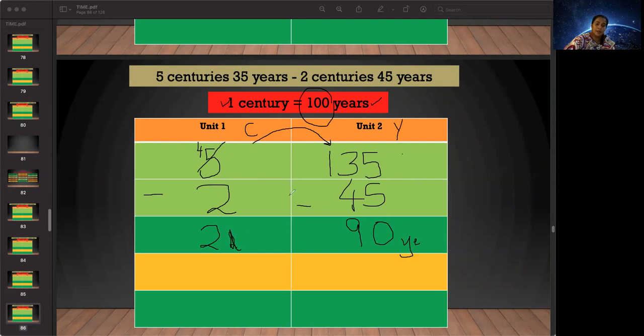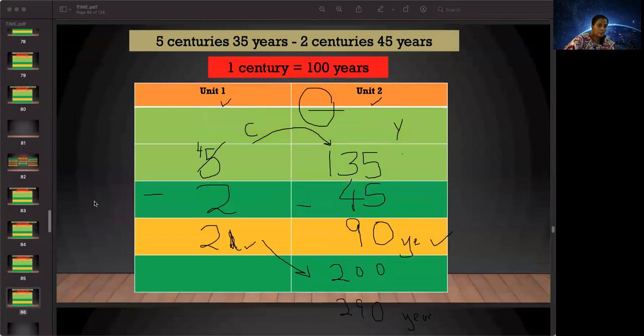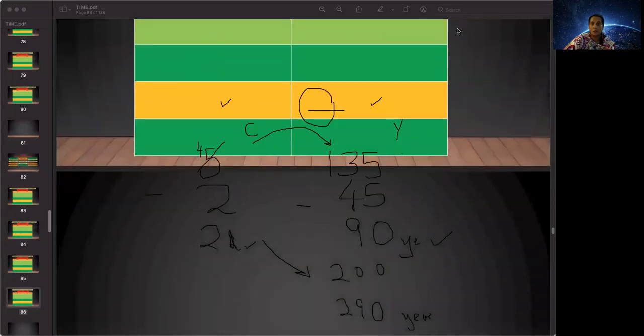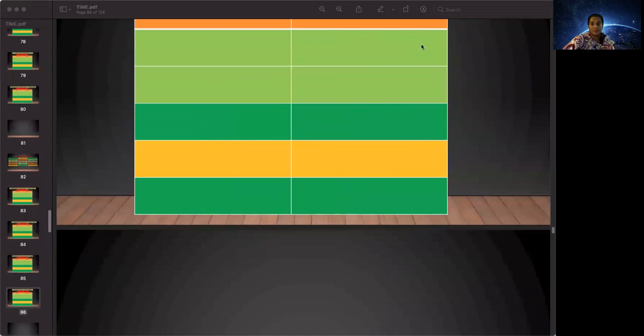Since they didn't mention how we are going to answer it, you can either leave it as 2 centuries 90 years, or if the question is requiring you to answer in the number of years, then you convert your 2 centuries into 200 years. All right, and that will give you 290 years. All right, so with that, I hope you can understand how to subtract units of time.